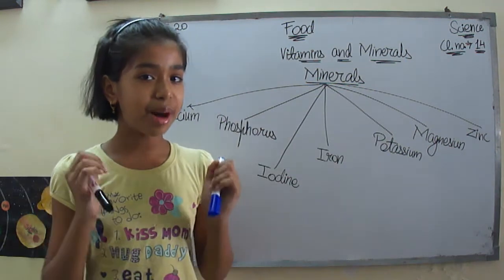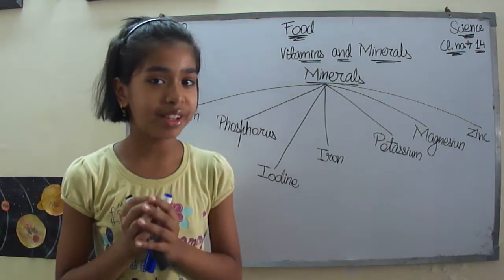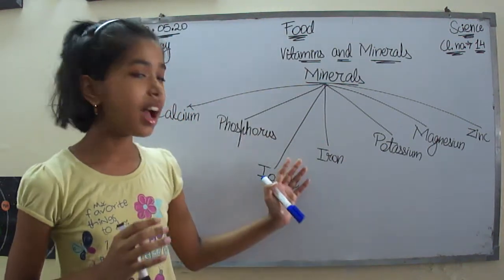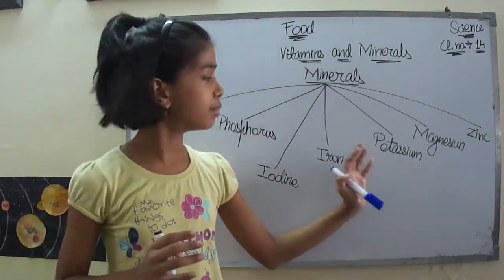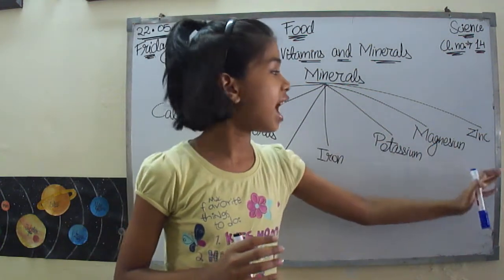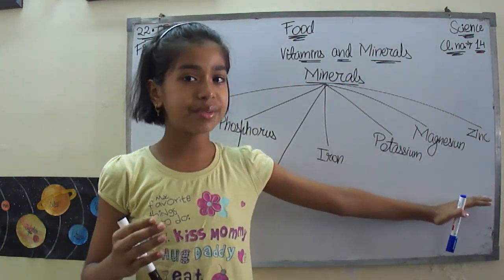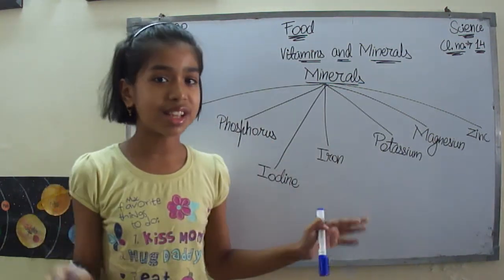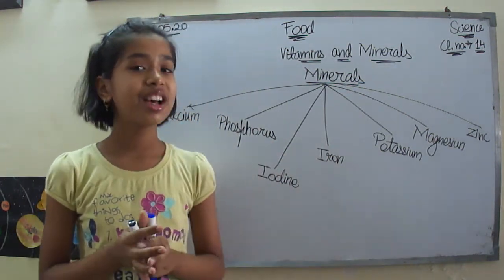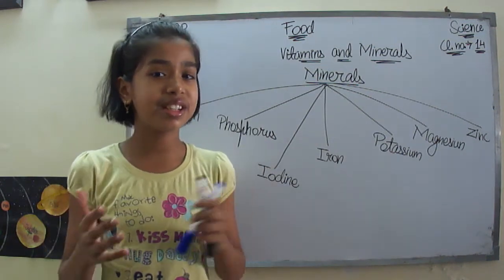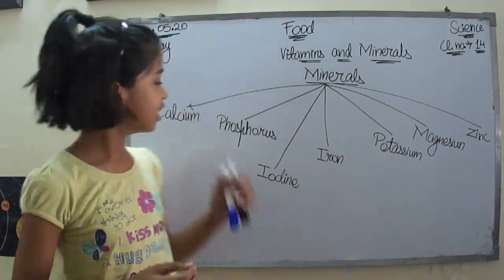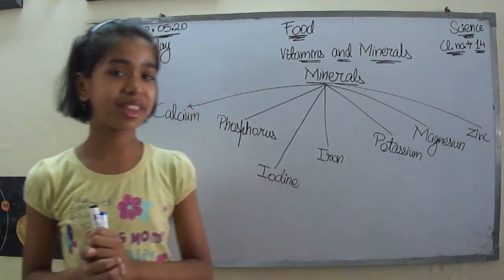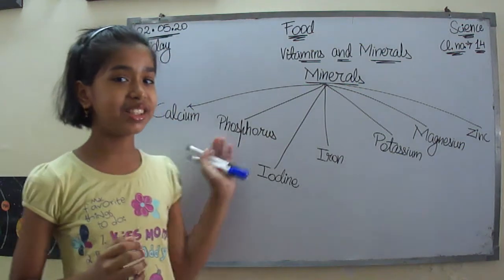Let's talk about these one by one. We're going to talk about 4 of them. And the other 3, as you can see, potassium, magnesium and zinc, we will talk about in our next grade, because these 4 are just enough for our grade, right? So let's start talking about these 4: calcium, phosphorus, iodine and iron. Firstly, let's start with calcium.